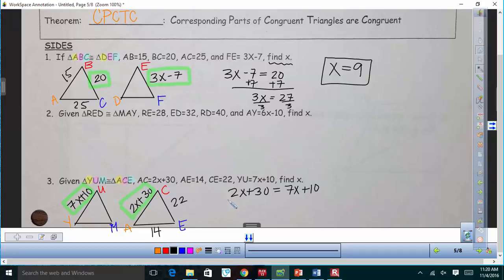We want to solve for x, so we could subtract 2x first. That gives me 30 equals 5x plus 10. Then I would want to get rid of this 10 by subtracting 10 from both sides. That gives us 20 equals 5x. Then to get x by itself, we divide by 5. And x equals 4.